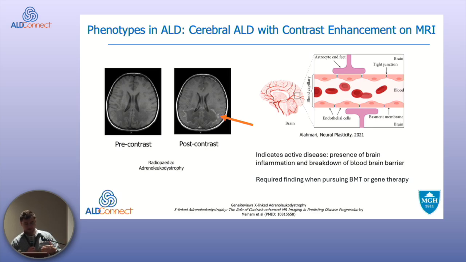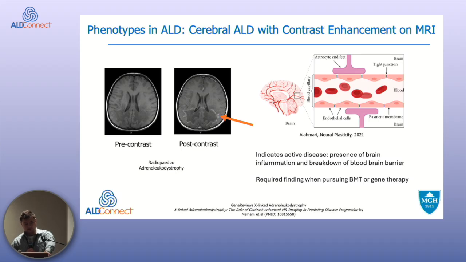But when you have cerebral ALD, there's an active inflammation that happens. And when you have inflammation, your blood vessels get leaky. When your blood vessels are leaky, the contrast that is injected into the bloodstream can leak out of the blood and go into the brain. And you can see that on the MRI. So on the left is pre-contrast, and in the post, you can see this white contrast that's enhancing the surrounding white matter lesion. This means there's active disease, and this is required to pull the trigger on BNT or gene therapy.